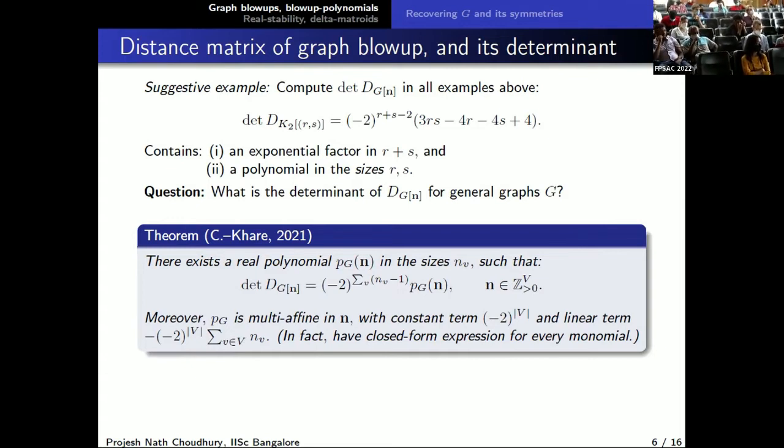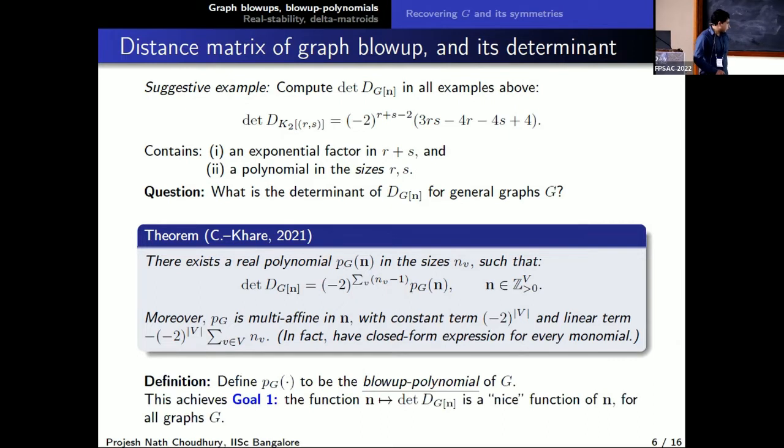And moreover, this real polynomial is multi-affine in sizes, with constant term (-2) raised to the number of vertices in the original graph and the linear term given by this. In fact, we have a closed form expression for every monomial. And the real polynomial P_G, which we define to be the blow-up polynomial of G, covers all sizes of blowups, and this attains our first goal. Here the family is parameterized by bold n, and the function n goes to det D_G(n) is a nice exponential function times a multi-affine real polynomial, and so this covers our first goal.